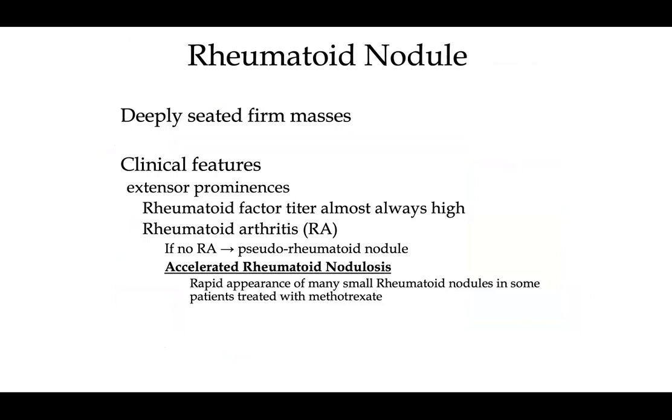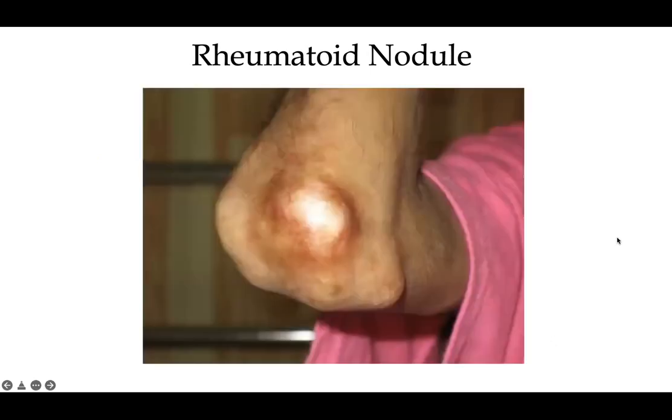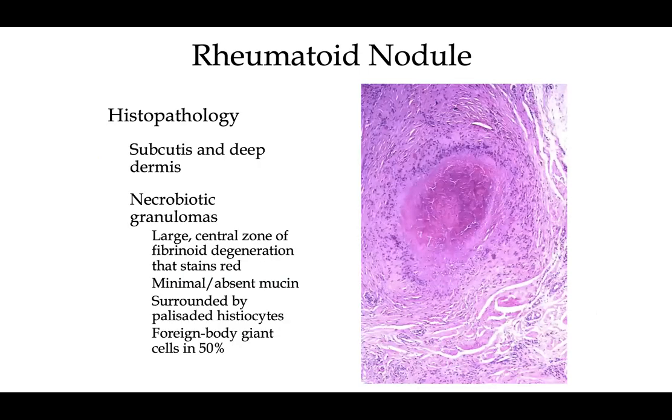Now, if the patient does not have rheumatoid arthritis and you still have this presentation, it can be a pseudo rheumatoid nodule. Tests like to ask about accelerated rheumatoid nodulosis, which is a rapid appearance of many small rheumatoid nodules in some patients that are treated with methotrexate. So here's a nice clinical example of a rheumatoid nodule, a very deep-seated nodule on the elbow of a patient that probably has rheumatoid arthritis.